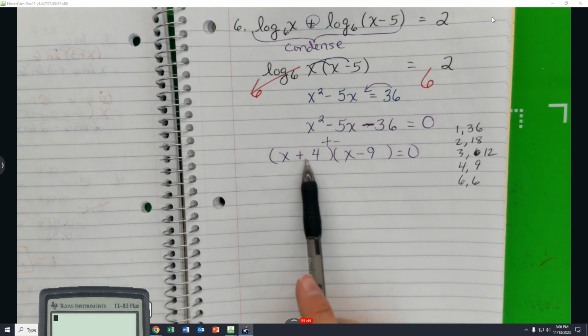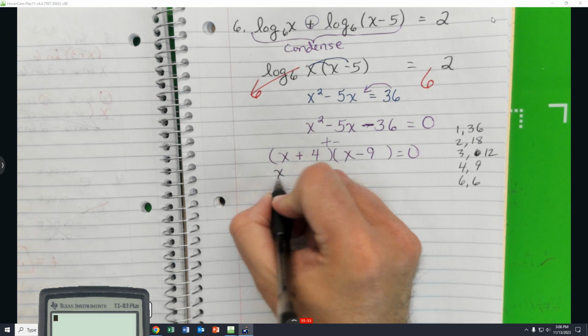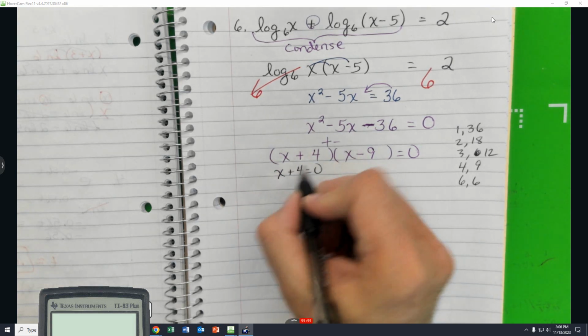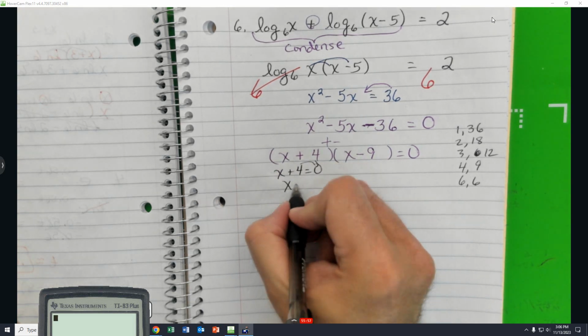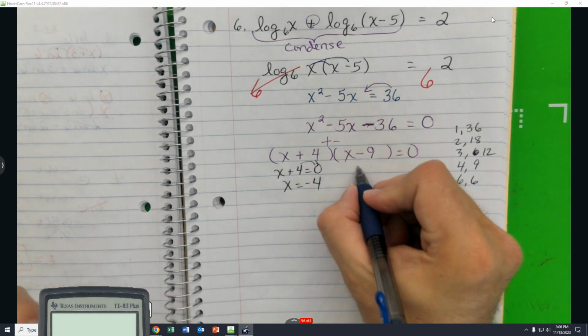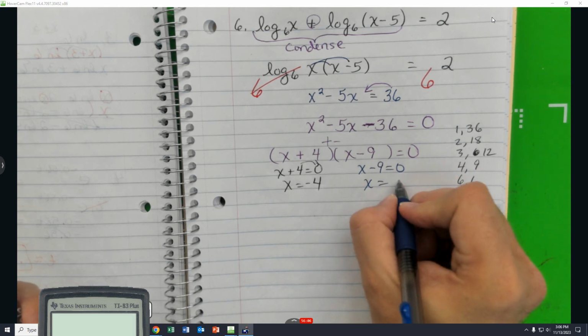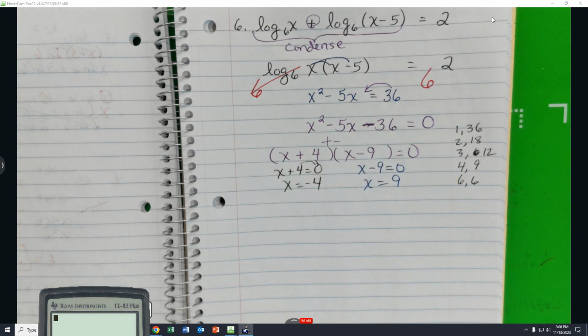Almost done. Set each one of these factors to 0. The first answer we get is x equals negative 4. The next answer is x equals 9. Am I going to circle both of those answers, or is this one of those where we say no solution? Or maybe one of them's okay and one isn't.